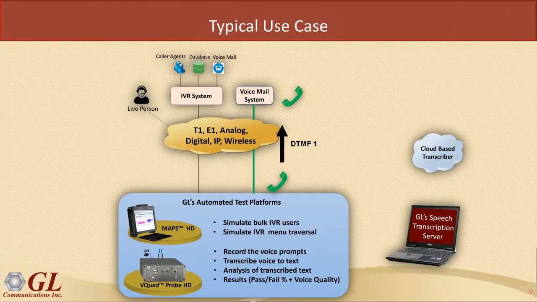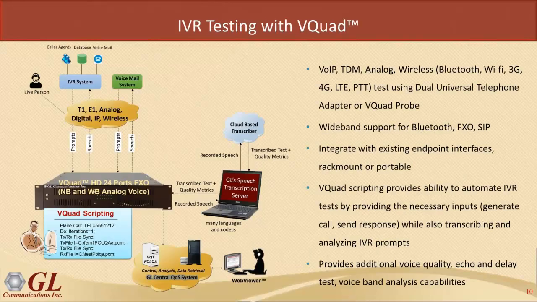All right, so let's go back and talk a little bit about the different test platforms that we have, and just highlighting some of the similarities and differences between what the VQuad and MAPS offer and how they might fit into your testing needs. So the VQuad allows for VoIP, TDM, analog, and wireless testing. And that's the 4 different areas, and actually that's what the quad part of VQuad stands for.